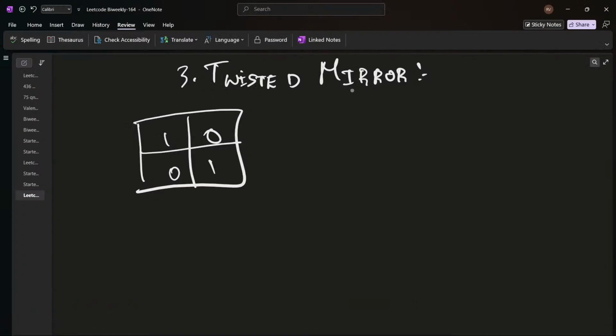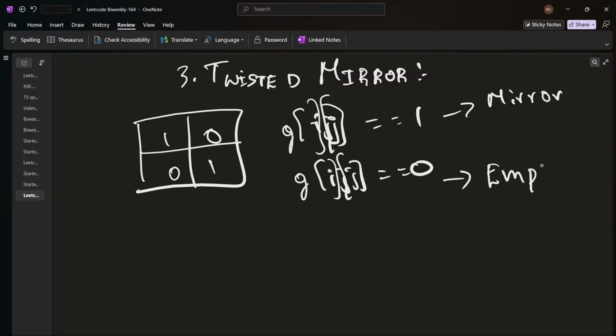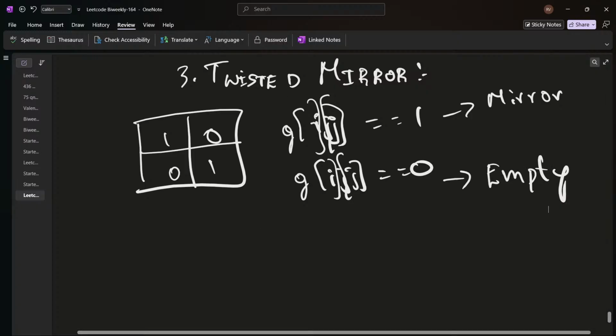If grid[i][j], okay, I have to put one more bracket, it's fine, understand it, equal to 1, if grid[i][j] equal to 0, fine, grid[i][j] equal to 0, two conditions. This is mirror, this is empty. That's what they have given. Now, quickly going on.